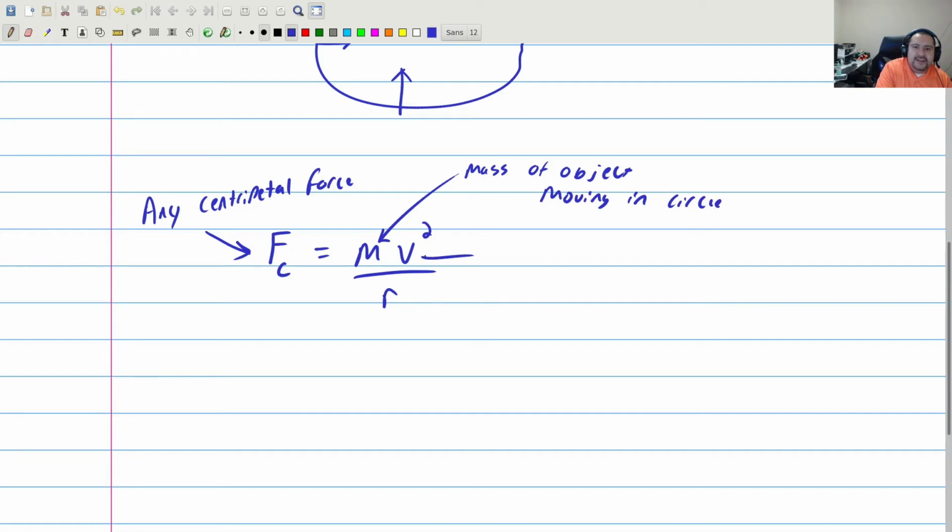V obviously is the velocity, the tangential velocity, how fast it's moving in that circle. And R is always going to be the radius of the circle.